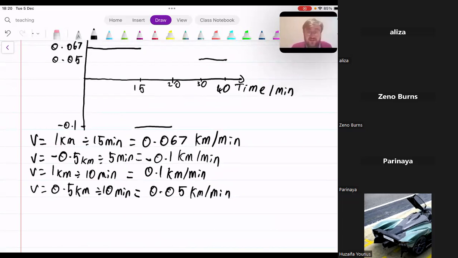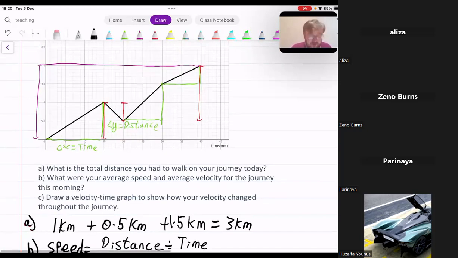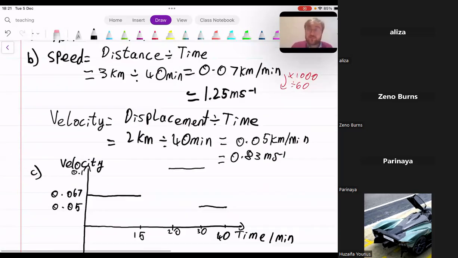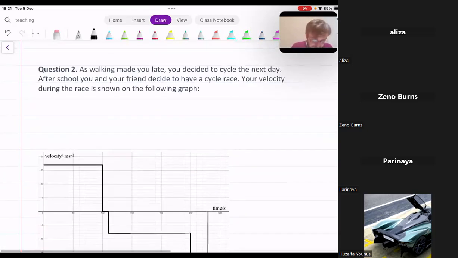Is this making sense? Are there any questions for the first one? So when we ask for a velocity time graph, at least in this case, it's just going to be flat lines, because for each section the velocity is constant. If, however, and we'll see examples later, the velocity changes gradually, then the velocity time graph won't just be flat lines. This will be much more connected. We'll see an example of that later.